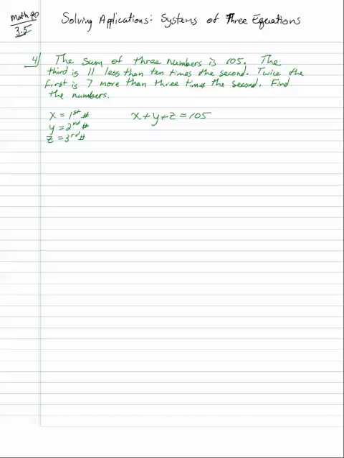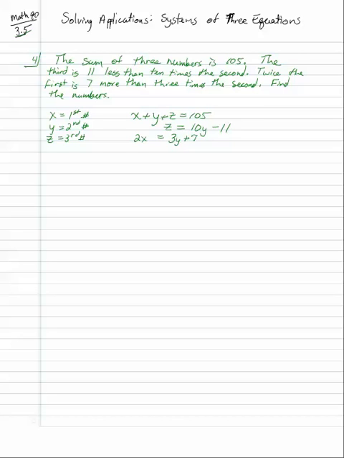Now the third, so the third is z, is 11 less than 10 times the second. 11 less than 10 times the second. So 10 times the second minus 11. And then the next equation, twice the first, so that's 2x, is 7 more than 3 times the second. So 3 times the second plus 7. And there's your three equations.